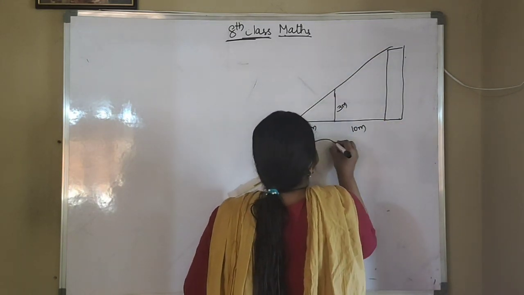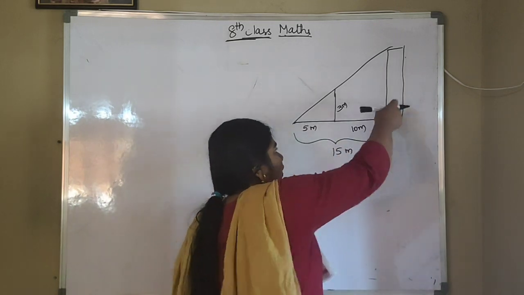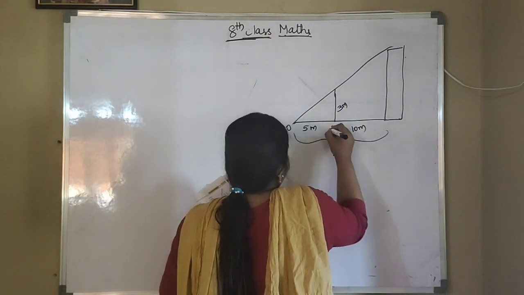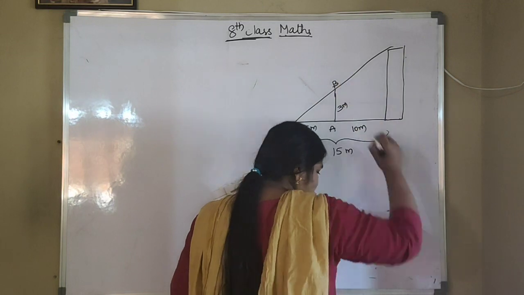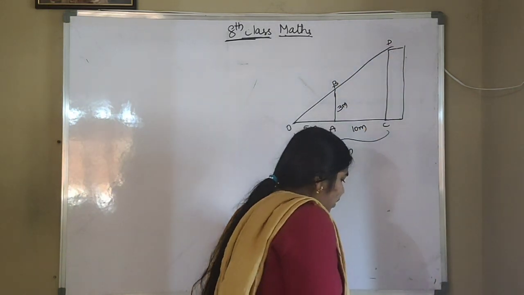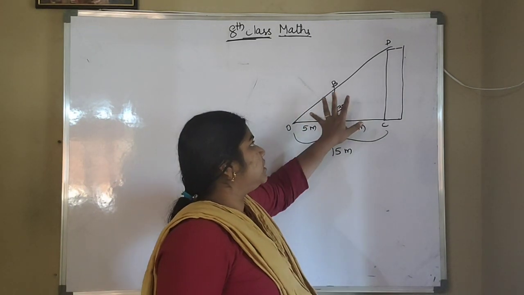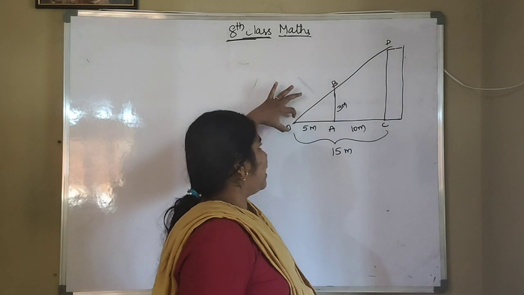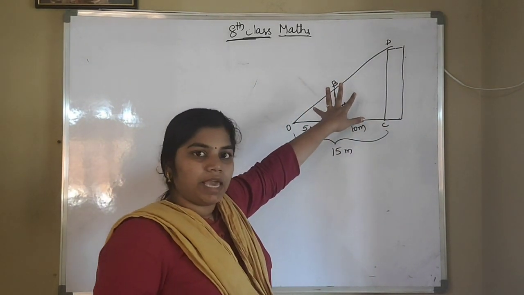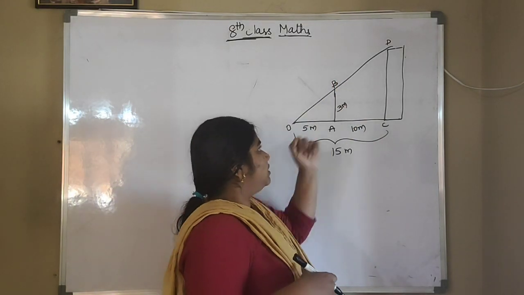Now this total will be how much? 5 plus 10 will be 15 meters. Now we have to find the height of the building. I am taking these points as A, O, B, C, D. Here these two figures are similar to each other. This is a small triangle and this is a big triangle. They have the same shape, but a different size.